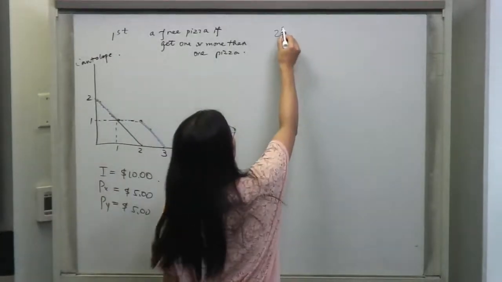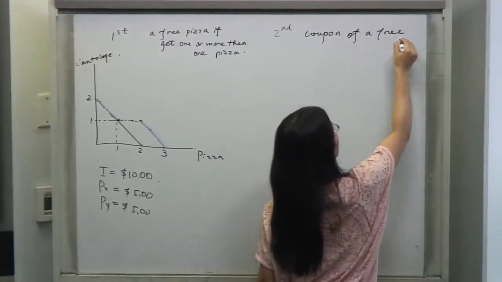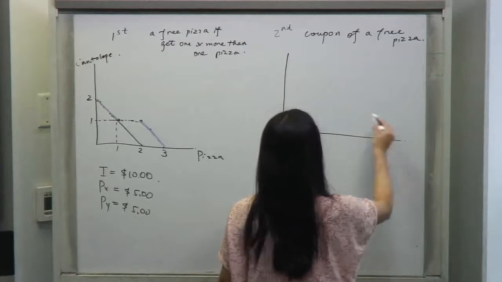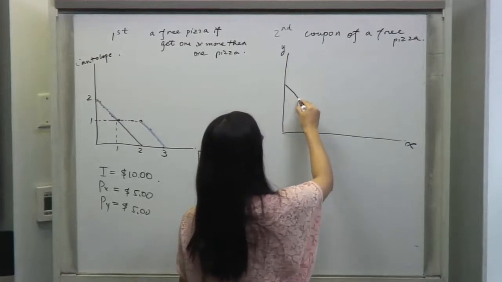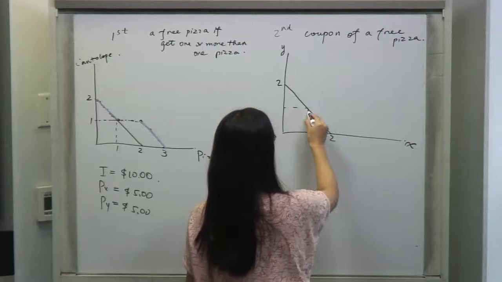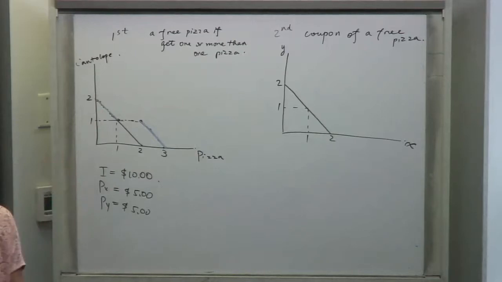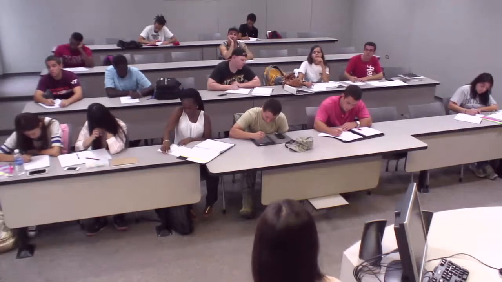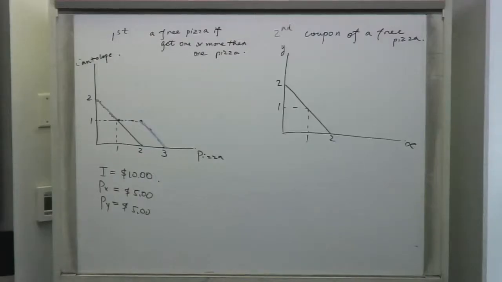Gotcha. Good. All right. So now let's look at the second scenario, which is you get a coupon of free pizza. And first, I still want to have the original budget line here, 2 and 2. So now, for this case, how are you going to adjust it? You get a coupon. You can take this coupon and trade for a free pizza in the store. You don't have to buy anything to get a free pizza now. You can just get a free one.